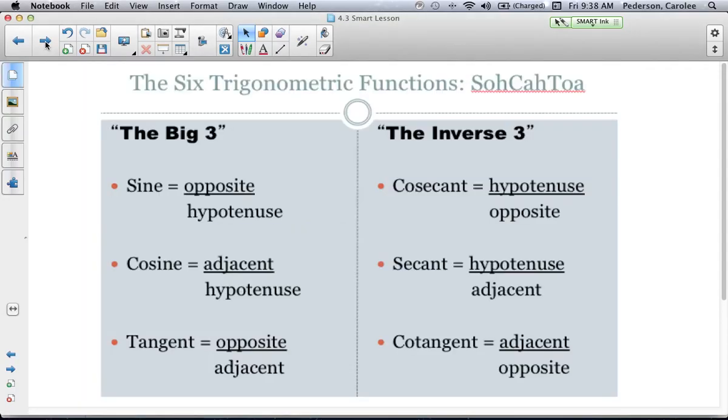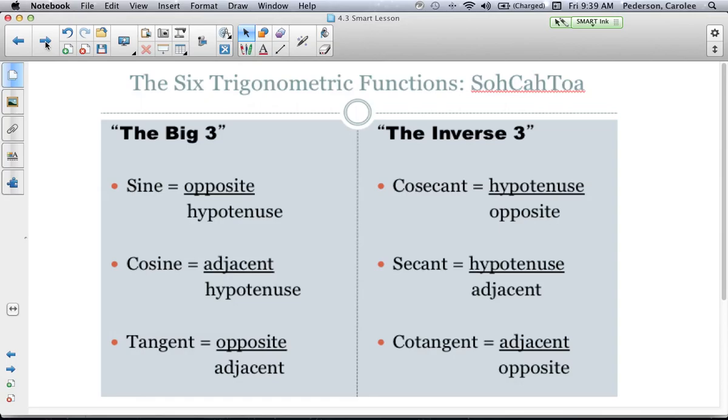This next slide is a very important slide. It's the 6 trig functions. The ones on the left are more popular, used more often. They're what we call the big 3 for short. The way to remember it is using SOHCAHTOA.